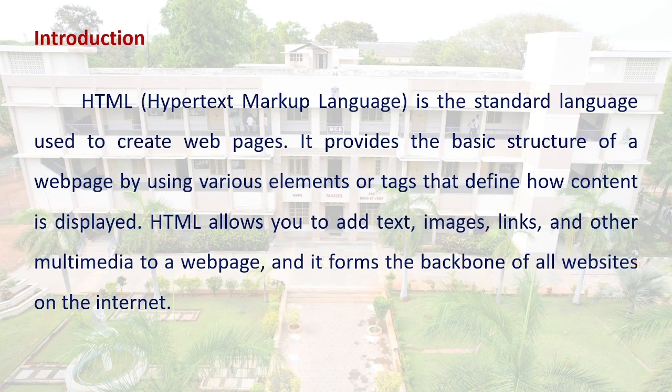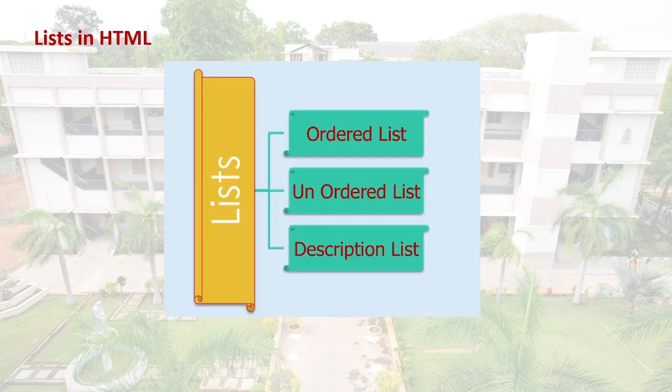There are three types of lists we will focus on here. The lists are ordered list, unordered list and description list. Ordered list: here the sequence of items matters. In an unordered list, the sequence of items does not matter. A description list is used to pair terms and their descriptions. Let me explain one by one.